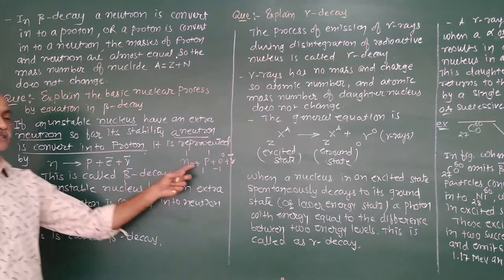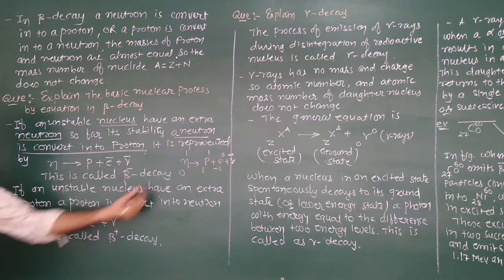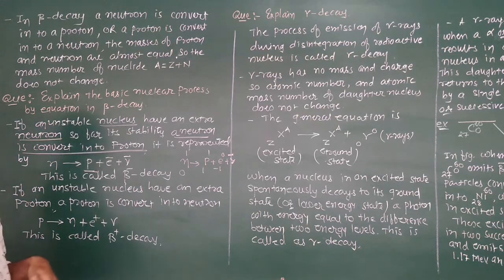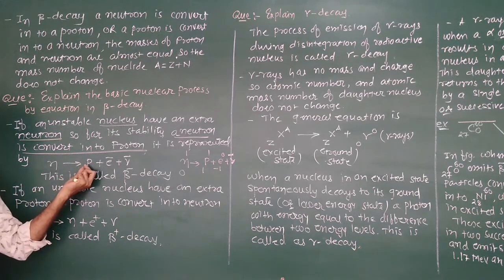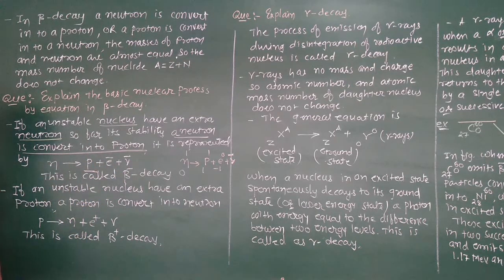Sometimes this question is also asked as a 1 mark objective question, where a blank is given. Suppose here the blank is given. So here the neutron is converted into the proton. At that time the electron and anti-neutrino are emitted.